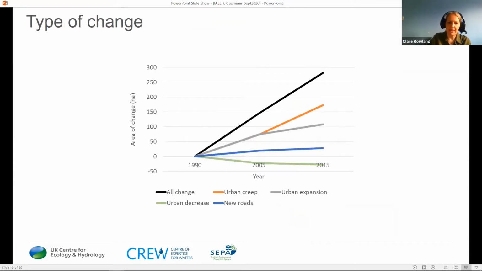But it gets more interesting when we start to look at the type of change. So the black line here shows the total increase in urban area. The orange line shows urban creep. The grey line shows urban expansion. If you look from 1990 to 2005, the amount of urban creep and the amount of urban expansion are very similar. When we go from 2005 to 2015 though, the urban creep is actually bigger than the amount of urban expansion. We also get a small amount of increase from urban roads, and then we also get our urban decrease or urban regeneration, which acts the opposite way.